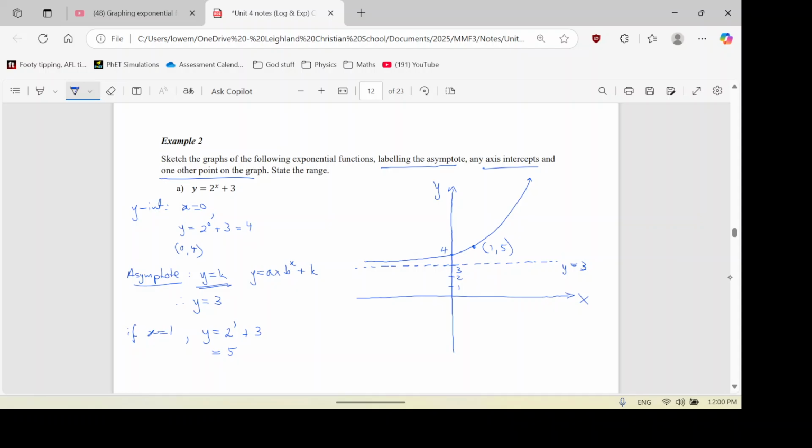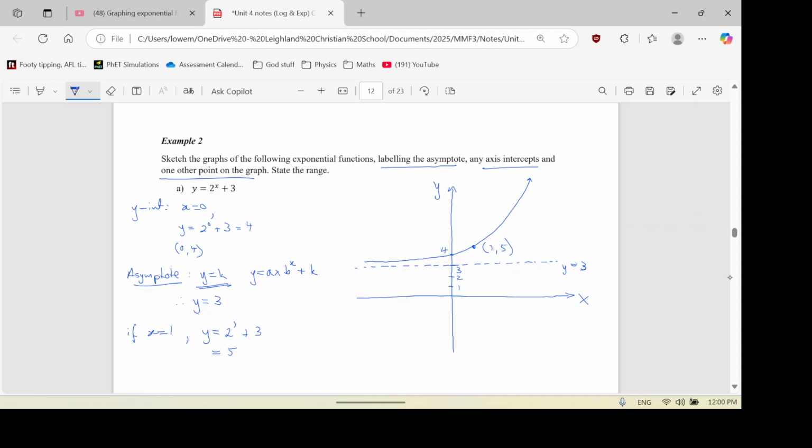The first thing here is finding your y-intercept by letting x equal 0. And so 2 to the power of 0 is 1, plus the 3 on the end, which gives us 4. So we have the y-intercept of (0, 4).